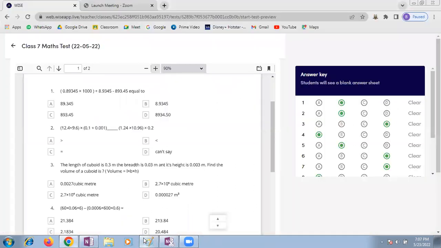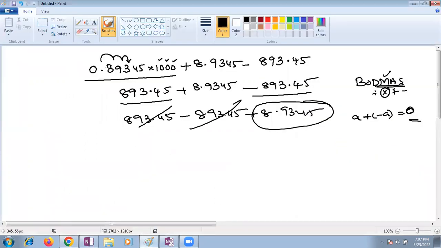Ma'am, but the decimal points are different, right? Only the decimal points, but after multiplication you are getting the same number, right? Ma'am, I have a doubt in the second one. We will discuss each and every bit. Ma'am, I have four doubts: the second one and the ninth. One minute, ma'am.